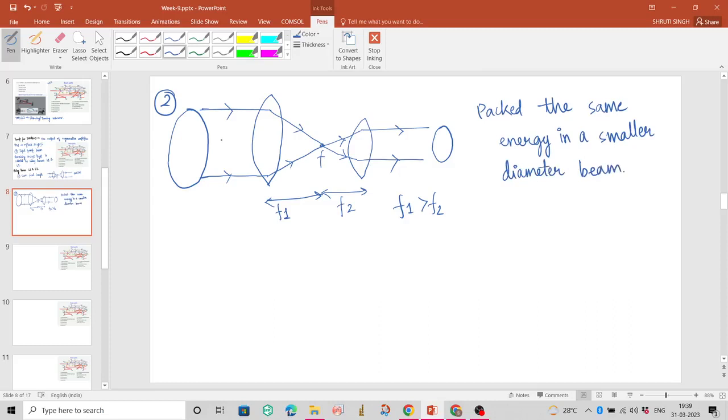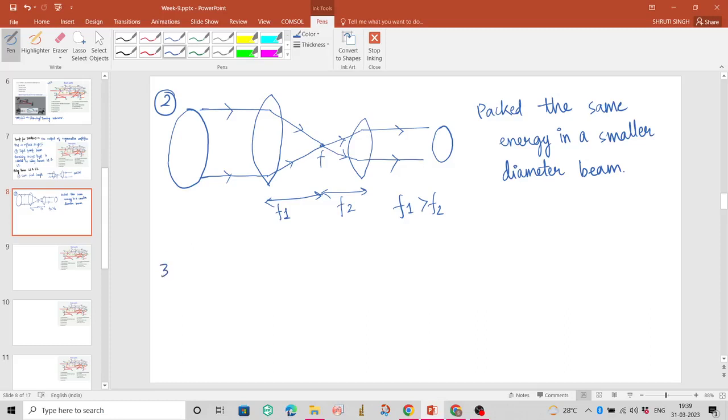We could have used some iris or some aperture also to cut out the beam or to reduce the radius of the beam. But in that case, what will happen if we cut out that part using an iris or aperture? The rest will be blocked, and that much energy we will be losing every time. So it is a good practice, and it is used everywhere, that to change the diameter of the beam we use two relay lenses, and that's why they are called relay lenses.